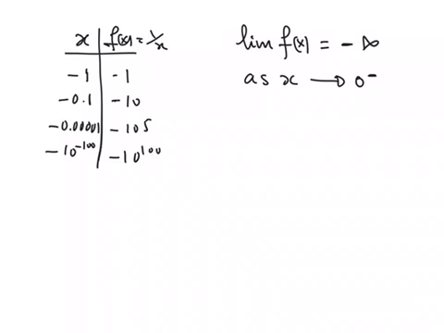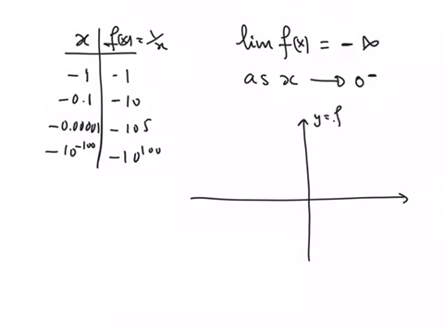Now let's see what's the meaning of all this graphically. So we will put here y equals f(x) and here x. Now as x approaches 0 from the left, by values smaller than 0, we saw that our function decreases without bound. As x approaches 0 from the right, or by values greater than 0, our function increases without bound.